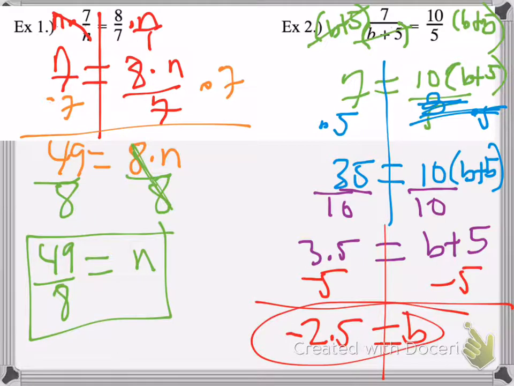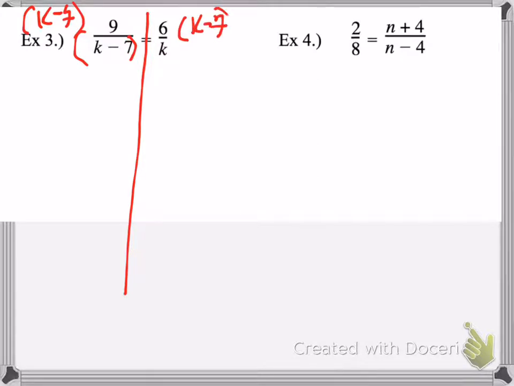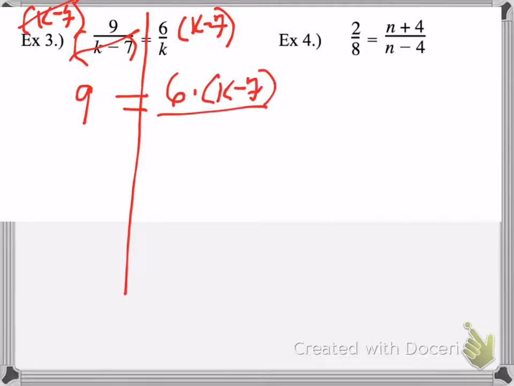So you're going to use proportions a lot in geometry, believe it or not. 2 more examples. So we're going to multiply that grouping just like before. So we're going to multiply this side by k minus 7 and this side by k minus 7. So these two cancel. We're left with 9. 9 equals 6 times k minus 7 divided by k. And then same thing.